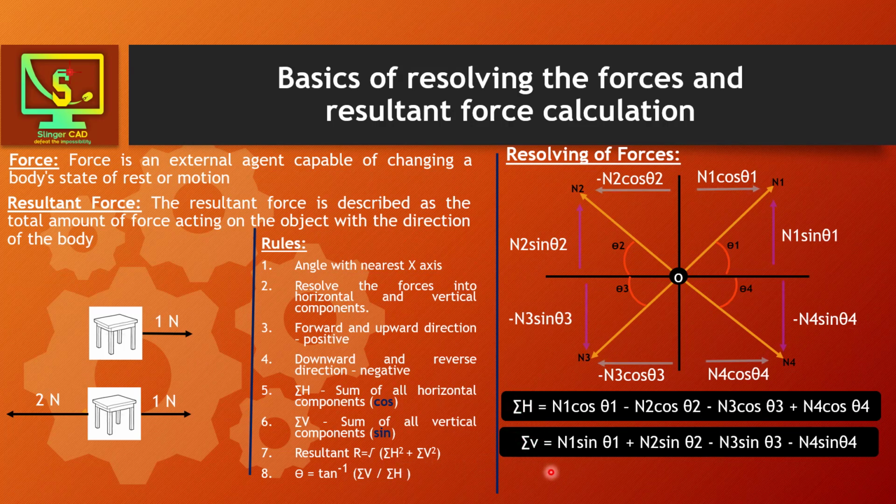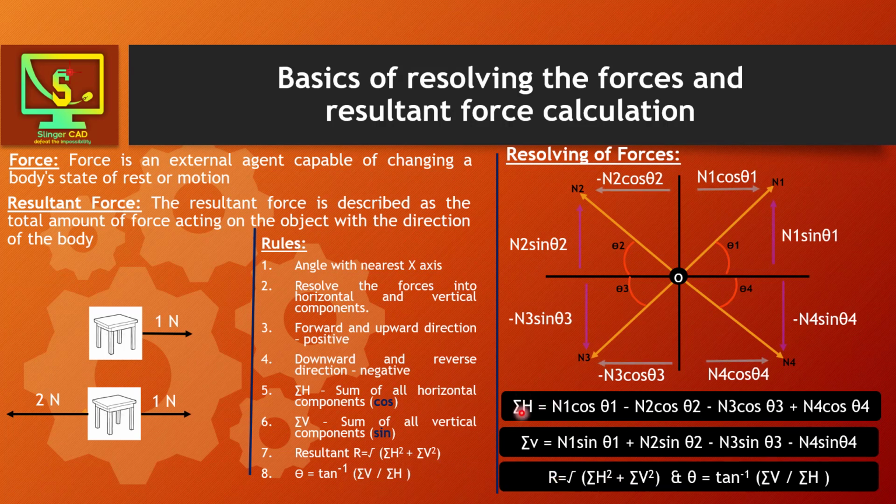Then for calculating the resultant, we use the formula R equals root of sigma H square plus sigma V square. So we have the values of sigma H and sigma V, and using this formula we can find the value of the resultant. And to calculate the resultant angle, theta equals tan inverse of sigma V over sigma H. We substitute the values of sigma V and sigma H so that we can find the angle of the resultant.